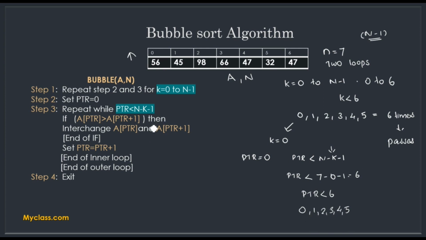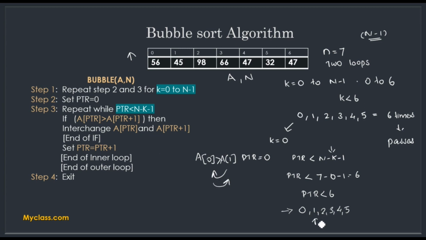In this inner loop, what are we checking? We are checking whether A of ptr is greater than A of ptr plus 1. Our ptr value is from 0 to 5. So first we check whether A of 0 is greater than A of 0 plus 1, that is A of 1. If it is, we interchange. Otherwise, we do nothing. In this example there is a swap because 56 is greater than 45. So we swap. Then we increment the ptr value.